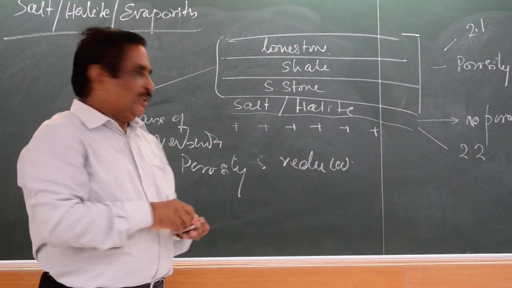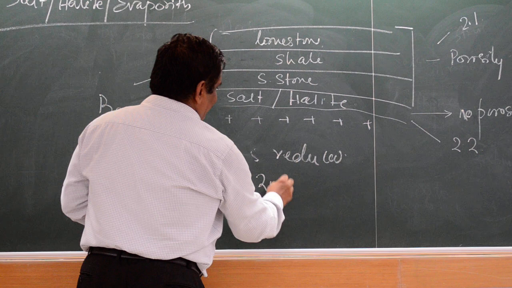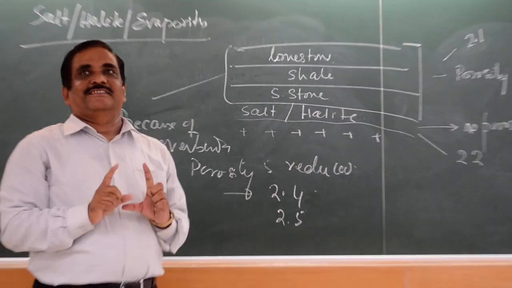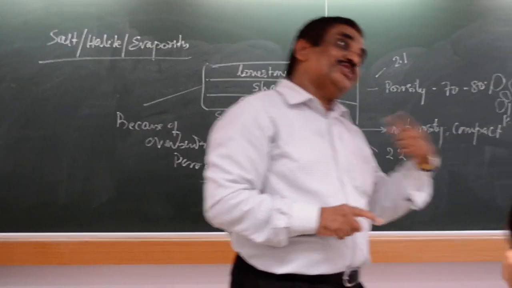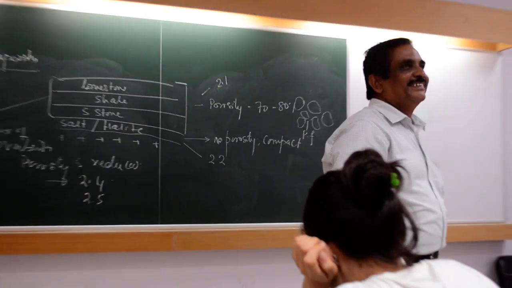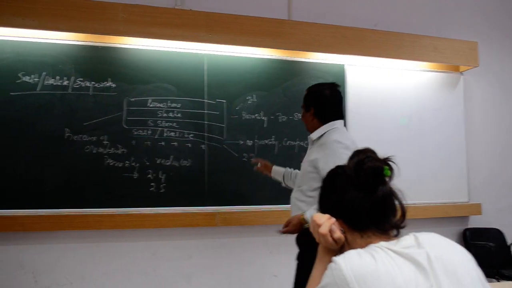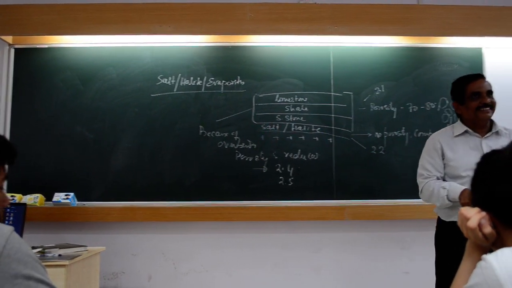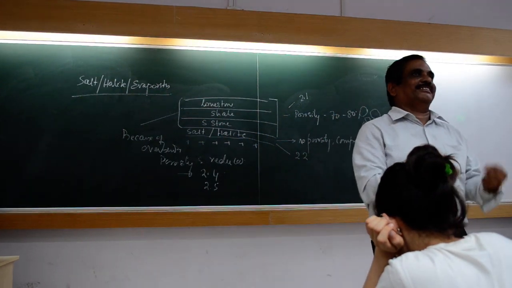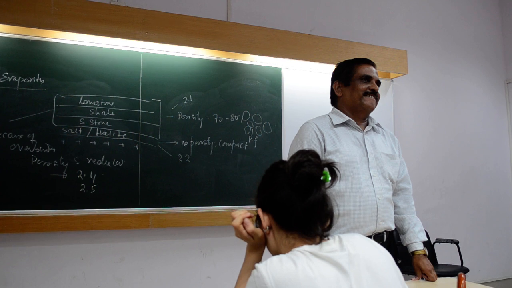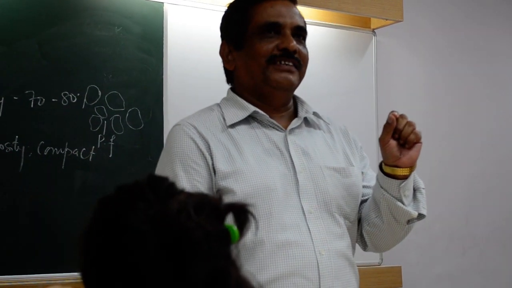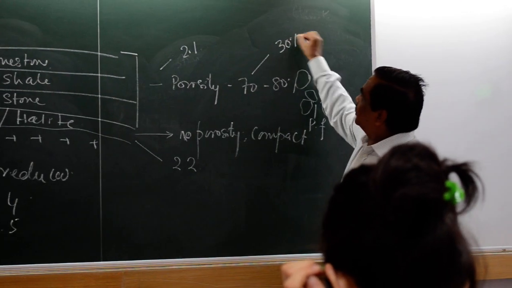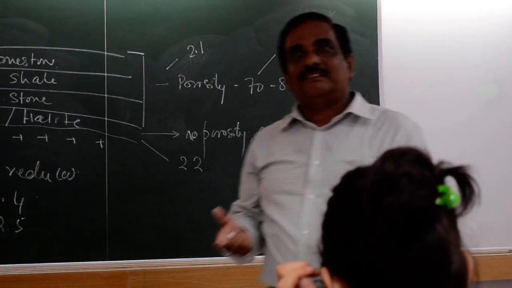Understood this part, na? So the density goes to 2.4, 2.5. But what happens to salt? Salt remains at 2.2, because salt has no porosity, na? So this remains at 2.2, but this, because of burial, because of overburden, becomes dense. Understood, na? The pore spaces, from 70 to 80% porosity, are reduced to 20%, 30%, like this.